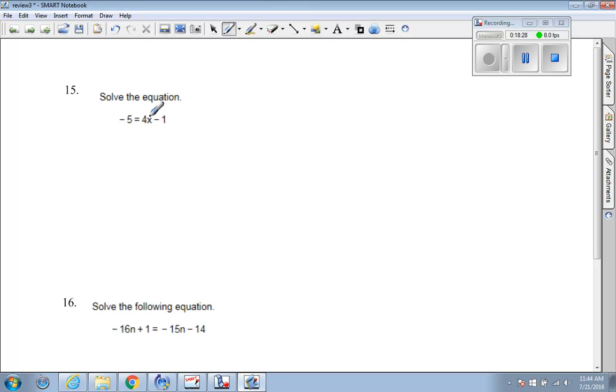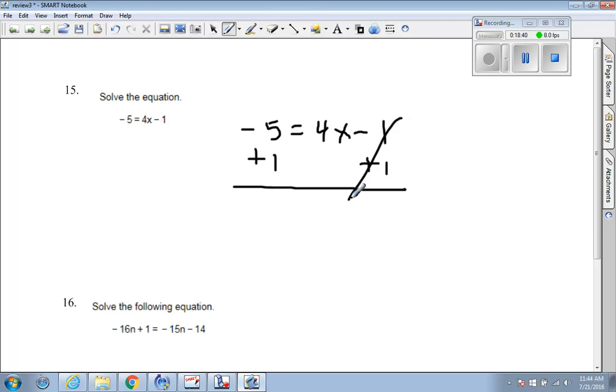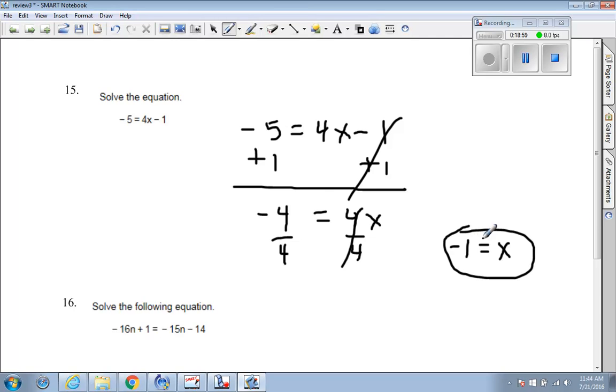Now the x is almost isolated. All we need to do, and I'll just rewrite the original here, when you have negative 5 equals 4x minus 1, all you really need to do is add that 1 to the other side. Trying to isolate x. Negative 5 plus 1 makes negative 4 equals 4x. And then you want to get x by itself, just divide by 4. So negative 4 divided by 4 is negative 1. So x equals negative 1.